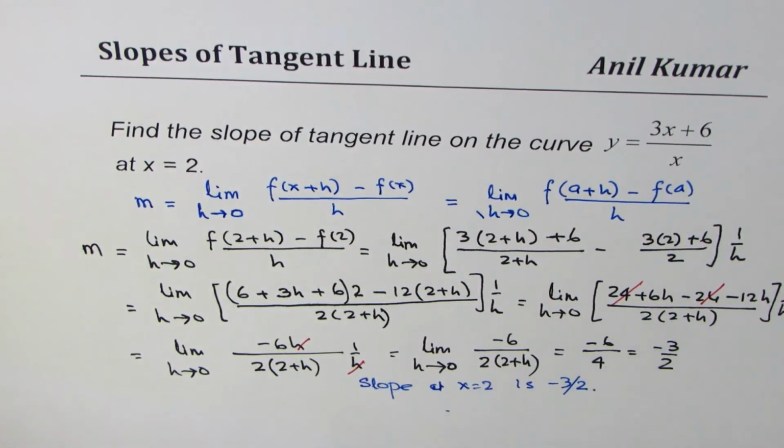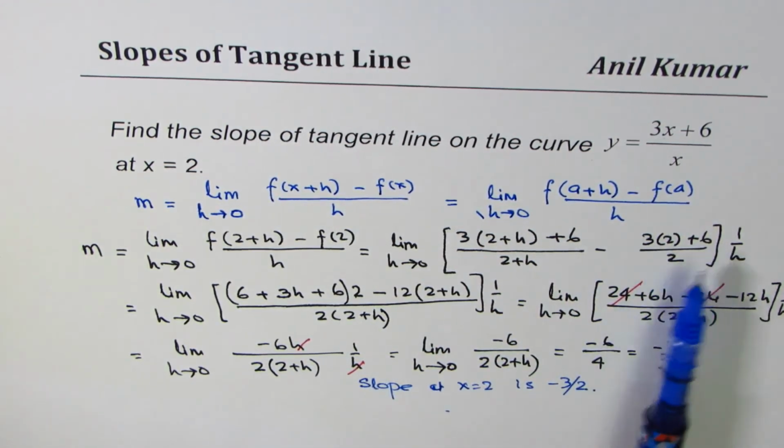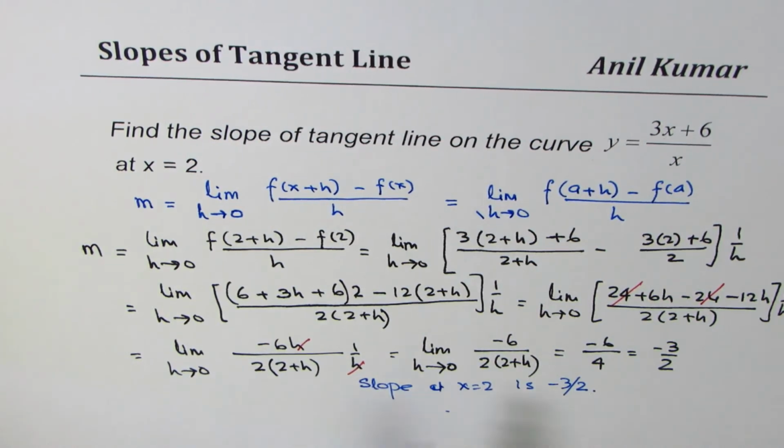So that is how you could do it. You would always simplify these fractions. h will get cancelled. Once that happens, you can substitute the value 0 for h and get the answer.